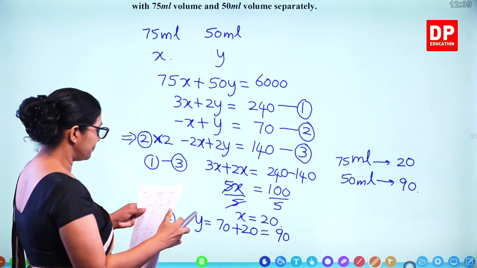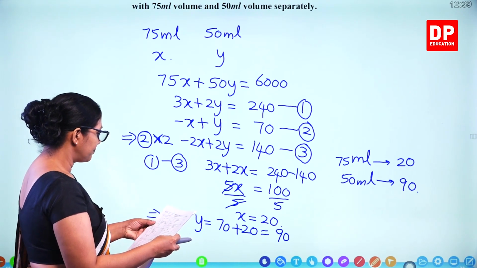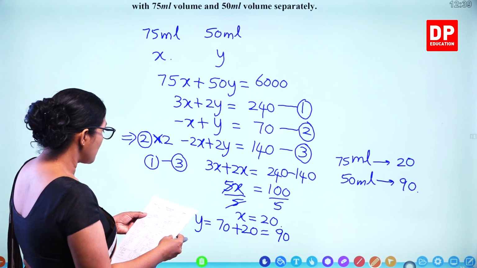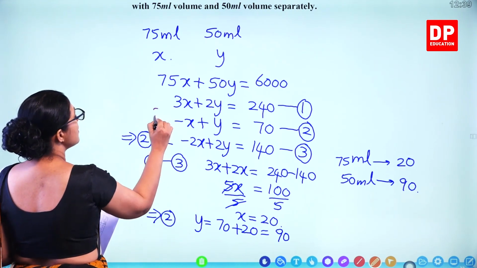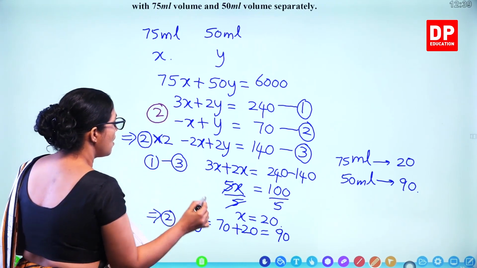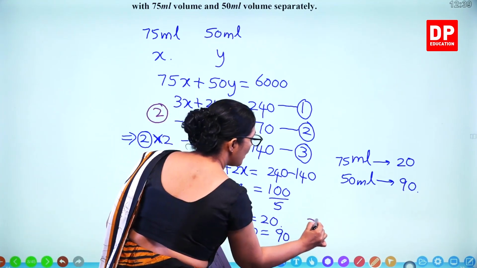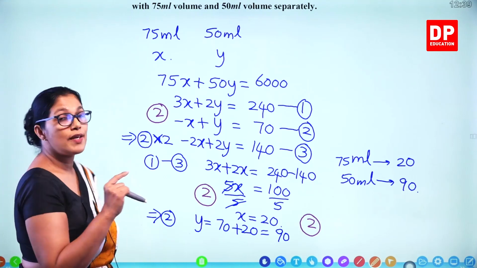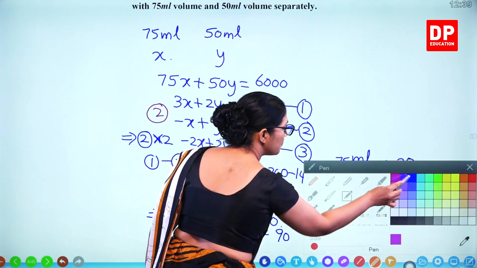Let's give marks. It's given y equals 90, x equals 20. So 6 marks for that: 2 marks for creating the two equations, finding the x value 2 marks, finding the y value 2 marks. So altogether 6 marks, and previously we gave 4 marks. So 10 marks for that question.